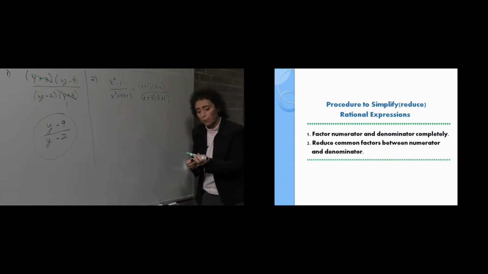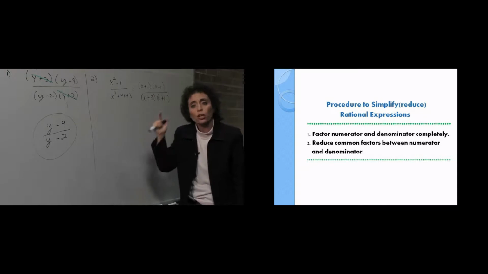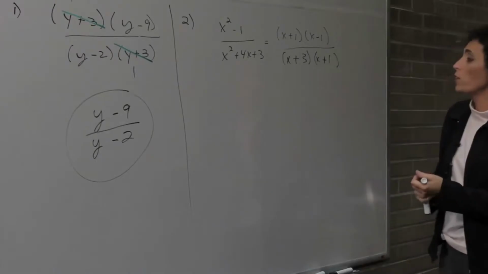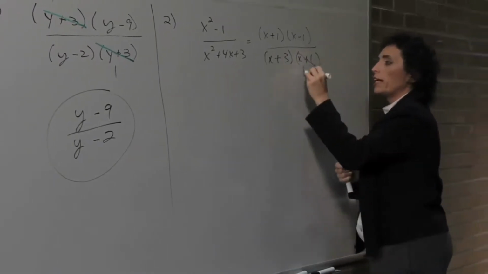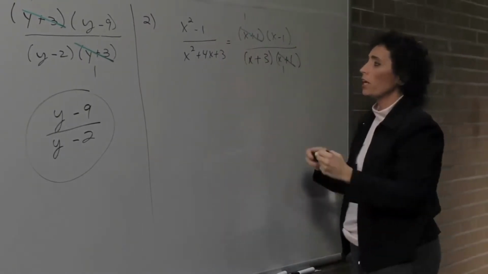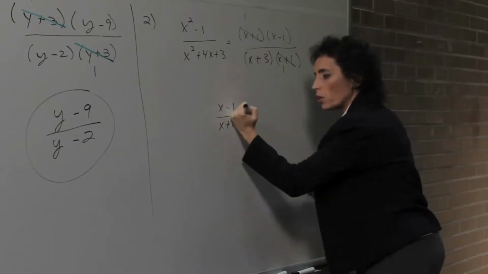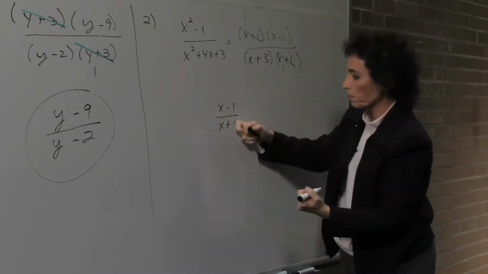So that's my first step to reduce these. I factor everything I can. Why do I factor everything I can? Because we can only reduce factors. Okay, so now I reduce my common factors. Good night, x plus 1. Good night, x plus 1. And now my final answer is x minus 1 over x plus 3, if I write it right.